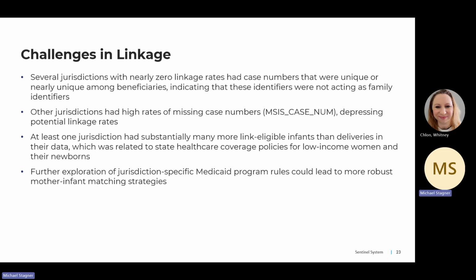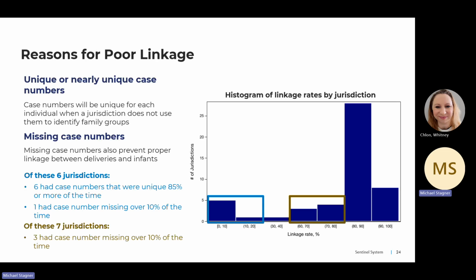And again, you can see that the majority of jurisdictions have a good, 75 plus linkage rate. And it's just those jurisdictions where we're not able to rely on the T-MSIS case number for linkage.